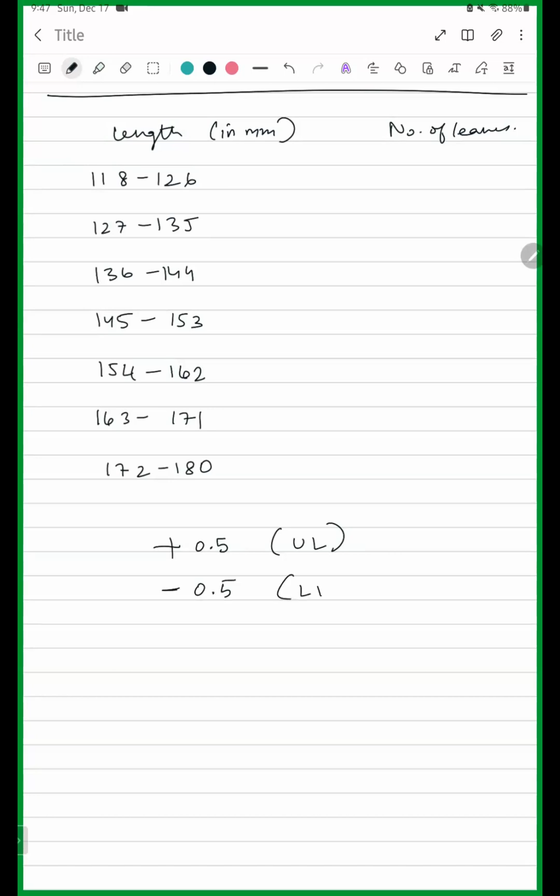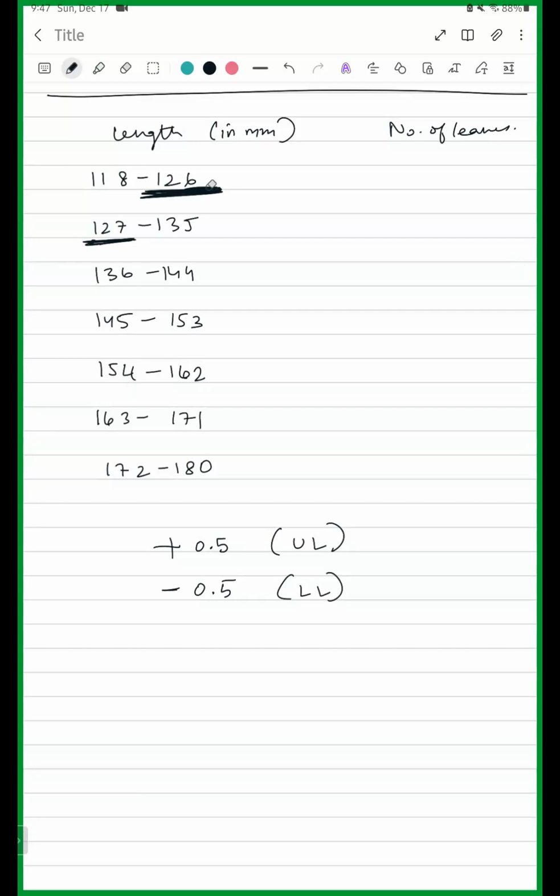Why only 0.5? Why not something else? Because the difference between the upper limit and the lower limit, this is 126 and over here it is 127. So the difference is 1, right? The difference between 126 and 127 is 1. So we have to take half of that difference.